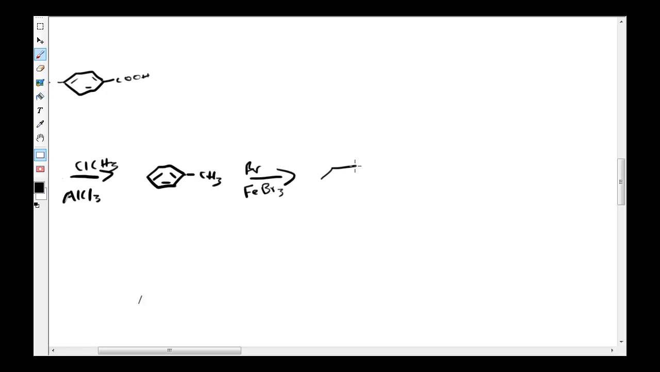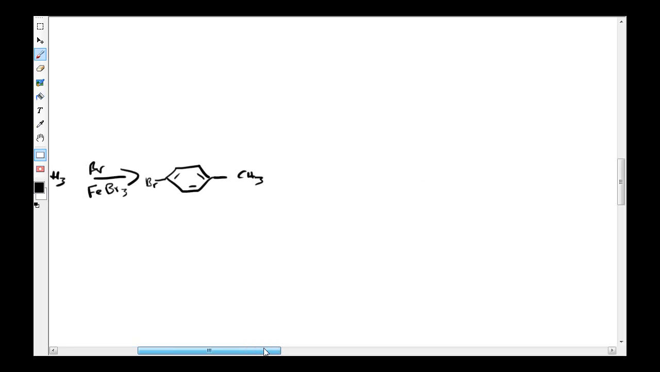Okay, and now we can go ahead and oxidize.